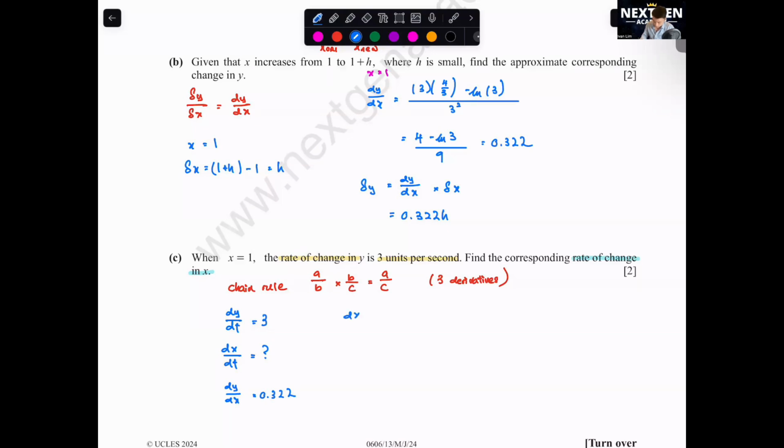If I want to find dx over dt, I can use dy over dt multiplied by dx over dy. You can always treat it like a fraction, where you can just invert it. So dy over dt is 3, dx over dy is 1 over 0.322, since dy over dx is 0.322. I invert it, and you will get 9.31, or 9.32. Both they accept.